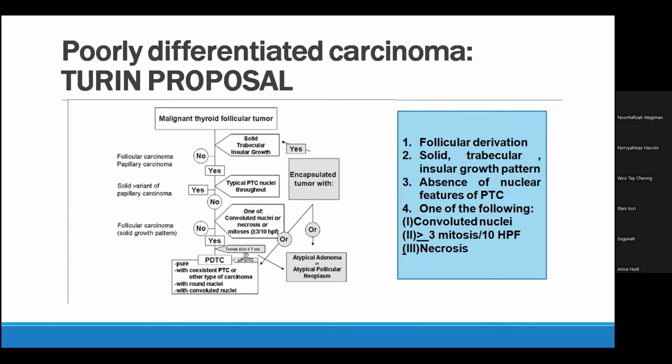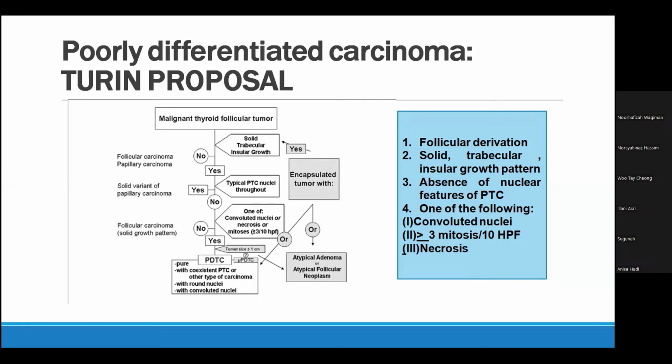And importantly, there must be absence of PTC nuclear features. And then you must have one of the following: convoluted nuclei, mitosis more than 3, and necrosis. I think we have seen some examples just now, right? So these are the criteria to call something poorly differentiated carcinoma.